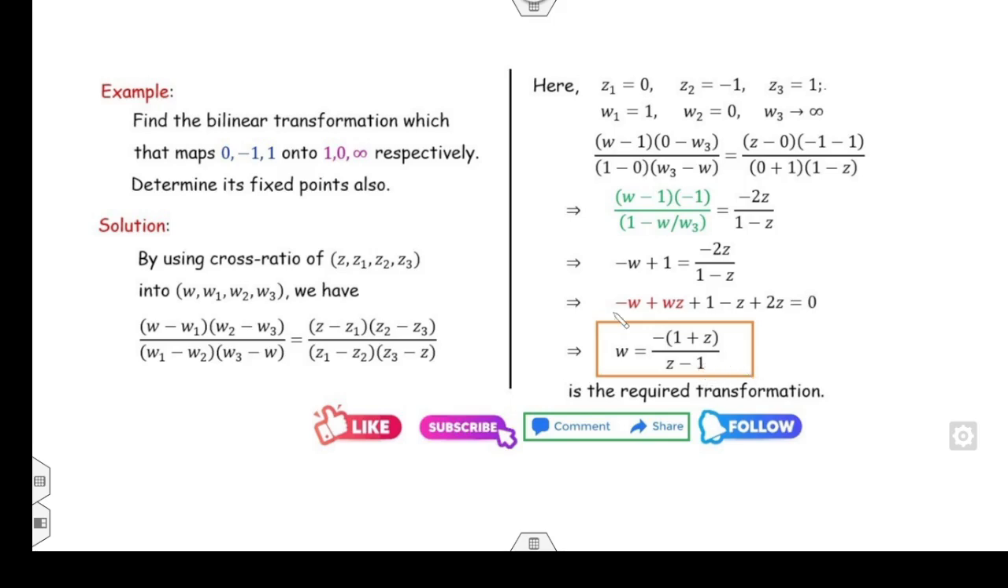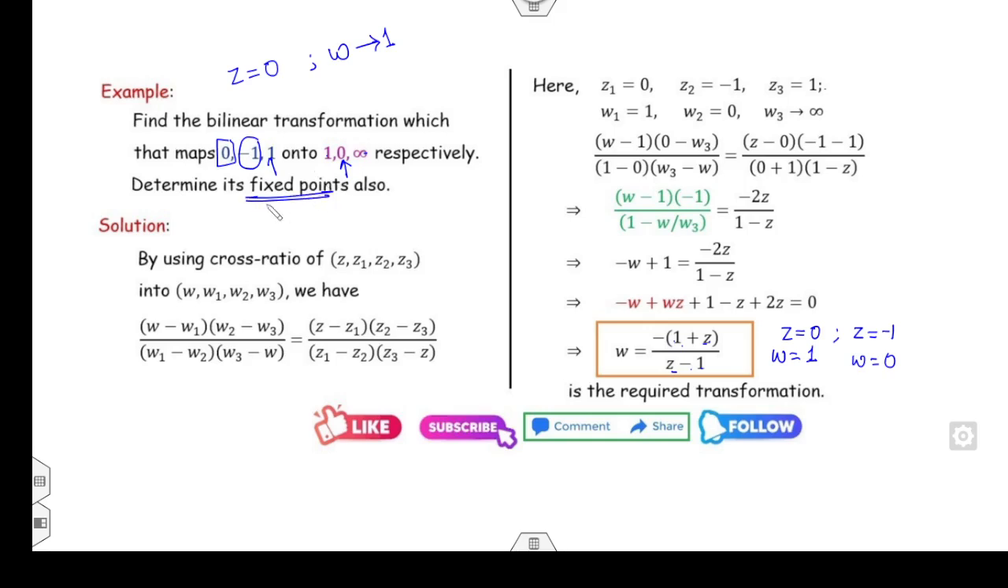Fine. And you can check your answers. When you substitute z equal to 0, the value of W will be 1. When you substitute z equal to minus 1, the numerator is 0, and you can see the answer is 0. When z is equal to 1, the denominator becomes 0, so W is infinite.